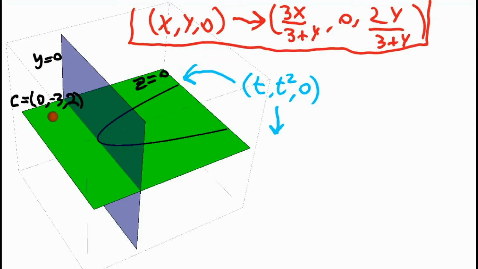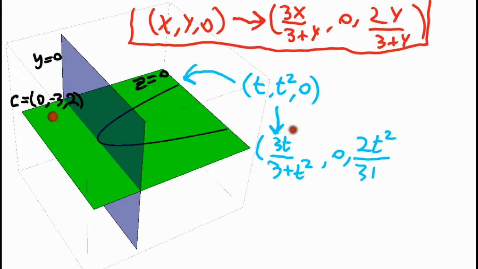Okay, so when we apply these projection rules, we find that this parametric form of our parabola changes into this parametric form here, which is 3t divided by 3 plus t squared, 0, 2t squared divided by 3 plus t squared.